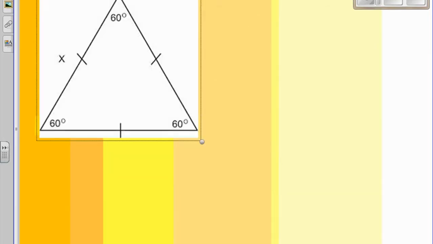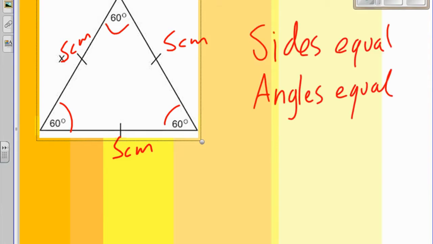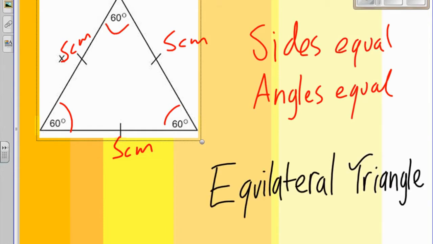Guys, here is our first type of triangle. Can you guess which one it is? Have a look. The sides are equal. The angles are equal. As you can see there, it has got 3 5-centimeter sides. All the angles are equal. What sort of triangle do you think it is? Have a guess. Because everything is equal, it is an equilateral triangle. Sides equal and angles are equal.